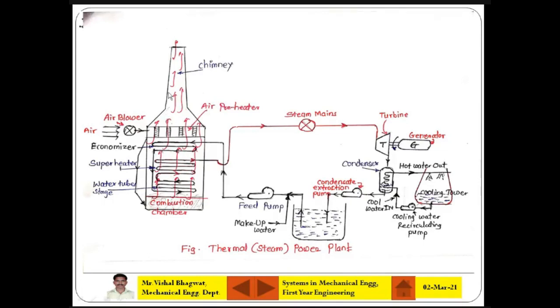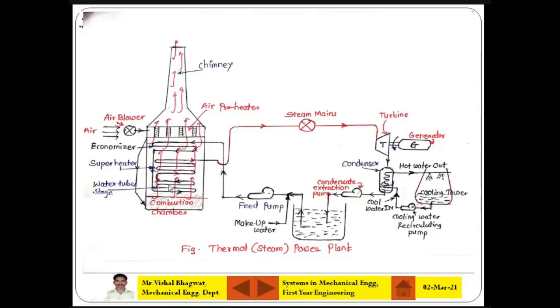So these are passing like this, from this section to the top of the chimney. This is a chimney which is allowing these hot flue gases to enter into the atmosphere after giving all the heat to these sections: economizer, superheater, water tube stage, and air preheater. So these hot flue gases are passing, and they are giving heat to every section. Almost 4 sections are here.